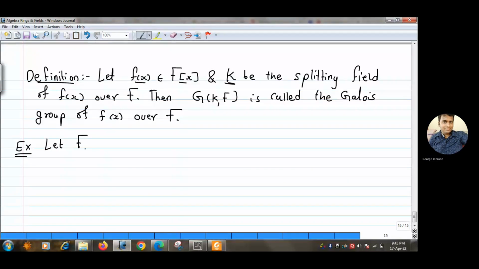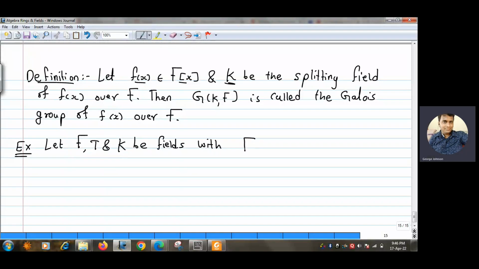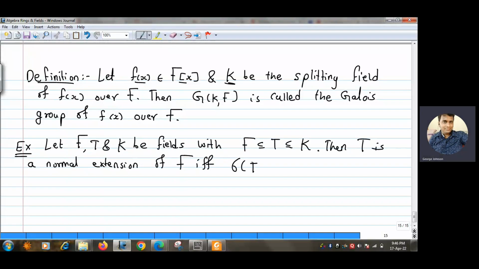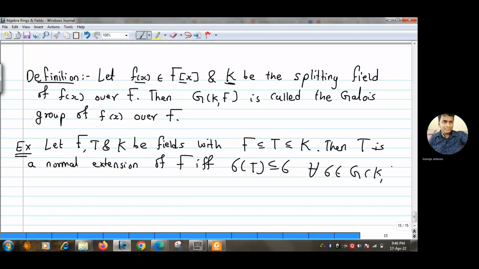Let F, T, and K be fields with the relation that F is a subfield of T is a subfield of K. Then it is easy to verify that T is a normal extension of F if and only if sigma of T is a subset of T for every sigma belonging to G(K/F). We will need this exercise in proving the fundamental theorem of Galois theory.